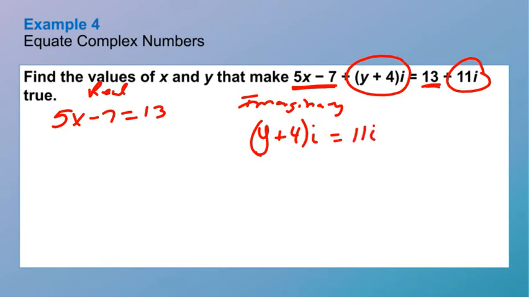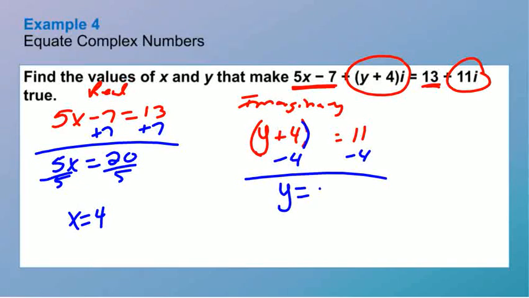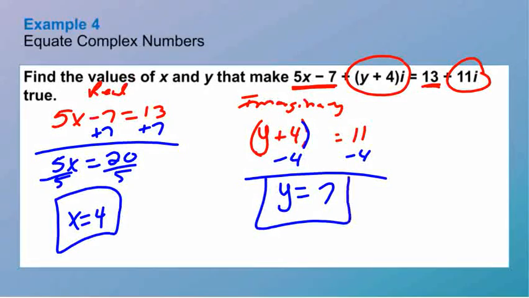Then we're going to solve for x and we're going to solve for y. So here I'm going to add 7, and I now have 5x equaling 20. Divide by 5, x would equal 4. On the other side, we combine the imaginary parts. If these are all imaginary, I'm going to get rid of the i here. So now we have our equation. I just need to subtract 4 on both sides, and y is going to equal 7. So my answers here would be x equaling 4 and y equaling 7.